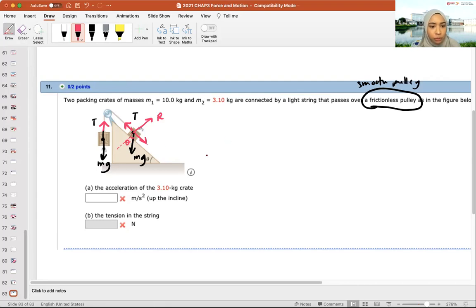Okay, where were we? So we have mg sine theta, right? This is mg sine theta and this is mg cosine theta. Okay, my question is, does M1 have R?